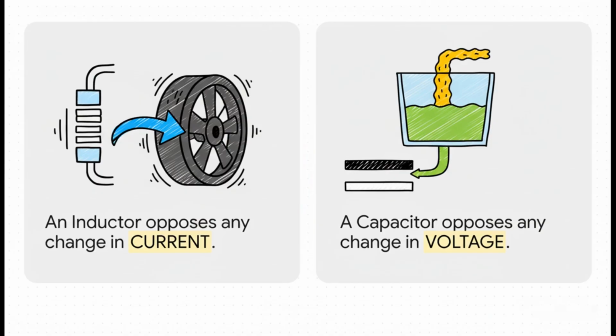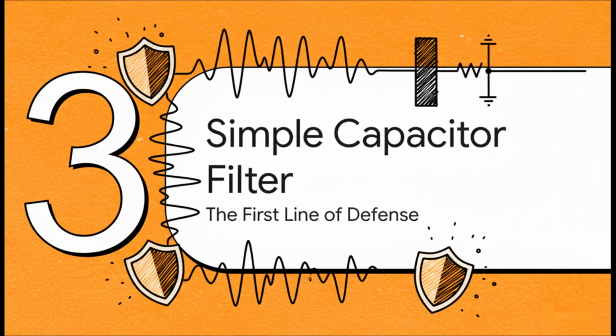An inductor resists any change in the current. You can think of it like a really heavy flywheel. It's hard to get it spinning, but once it's going, it wants to keep a nice, steady speed. A capacitor, on the other hand, resists any change in voltage. It's more like a small water tank that can absorb any sudden surges and then release water during dips to keep the pressure steady.